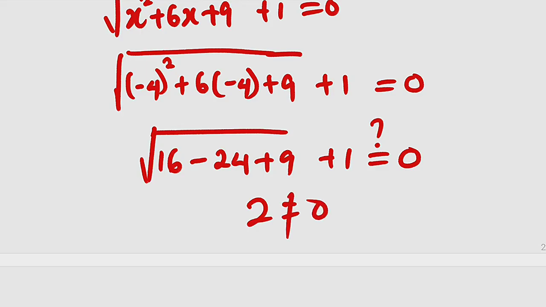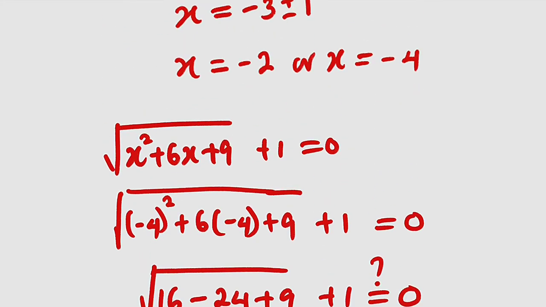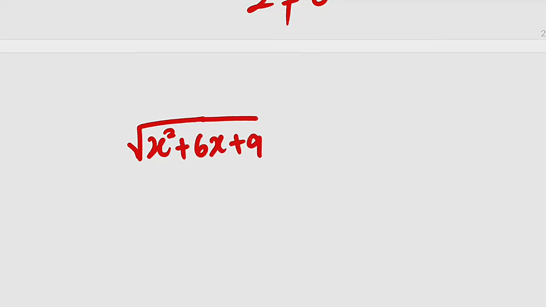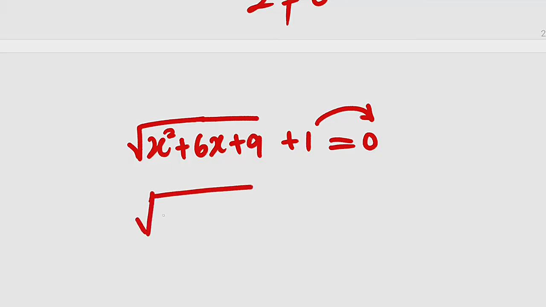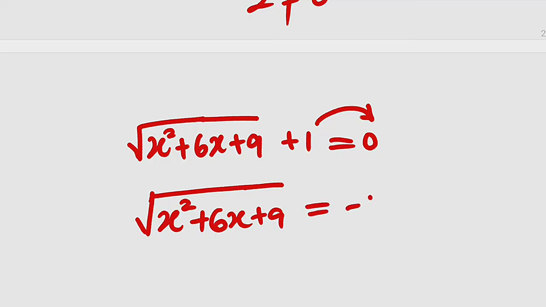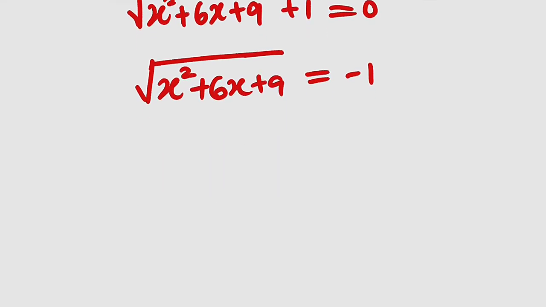So what is the actual value of x? That's what we need to find in the set of complex numbers. All right, let me pick up the equation again. We have the square root of x squared plus 6x plus 9, then plus 1. The result is 0. I would like to take this 1 to the other side. We have the square root of x squared plus 6x plus 9. The same thing, I don't want to factorize this first. I would like to take it to the other side first: negative 1. So what can you remember about negative 1?